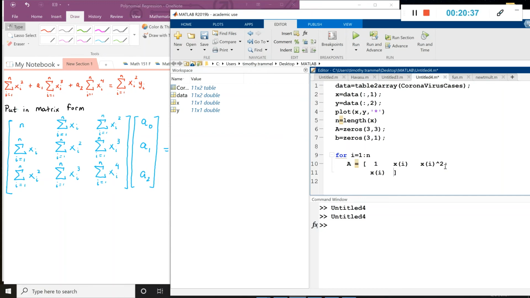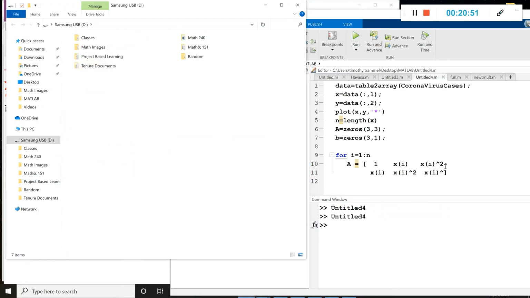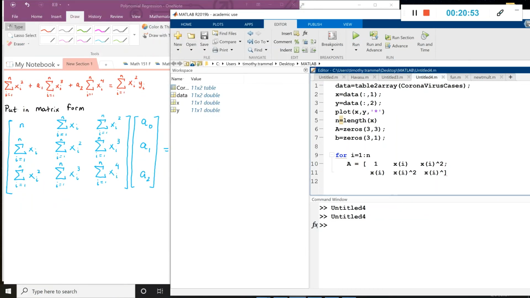Okay, and then our next one after that is going to be x of i squared. And then the next one will be x of i cubed. Okay. There we go.